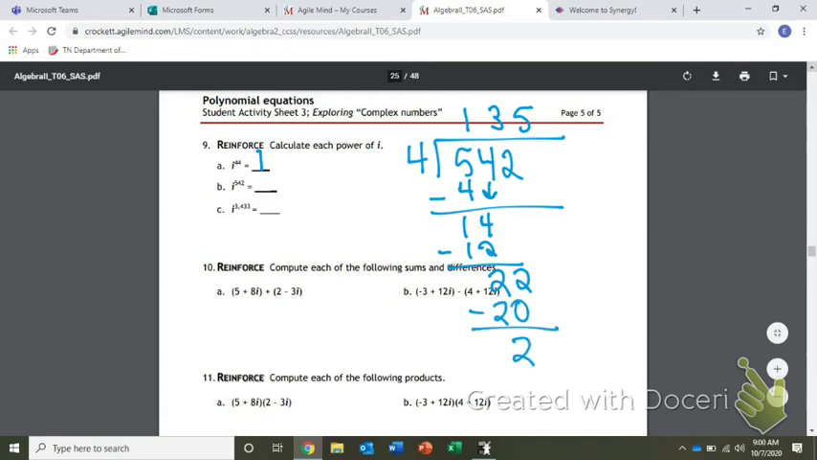What does that mean, Hayden? It's i squared, and i squared equals -1. So this answer is -1. Does that make sense?